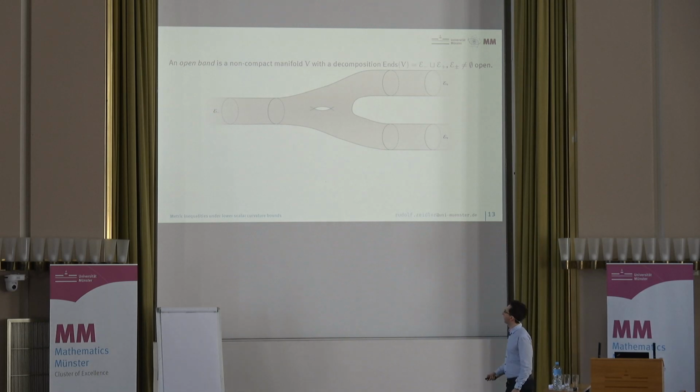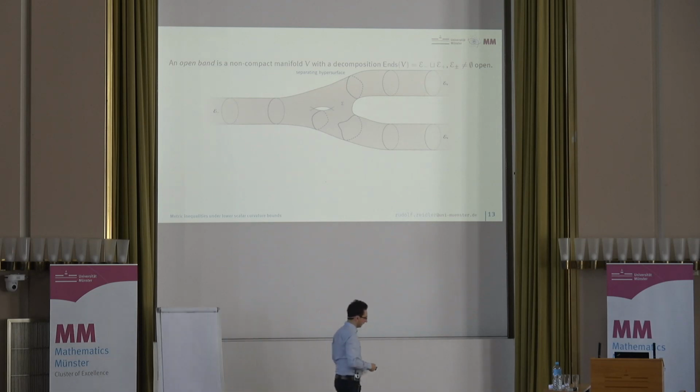So we'll have to talk about hypersurfaces in that situation. A hypersurface is just a codimension 1 submanifold inside our open band. What I'm actually interested in is separating hypersurfaces, that means hypersurfaces which separate one chosen part of the boundary from the other part. This would be an example of a separating hypersurface, because if we want to go from this infinity to that infinity, we have to somehow pass through that hypersurface.